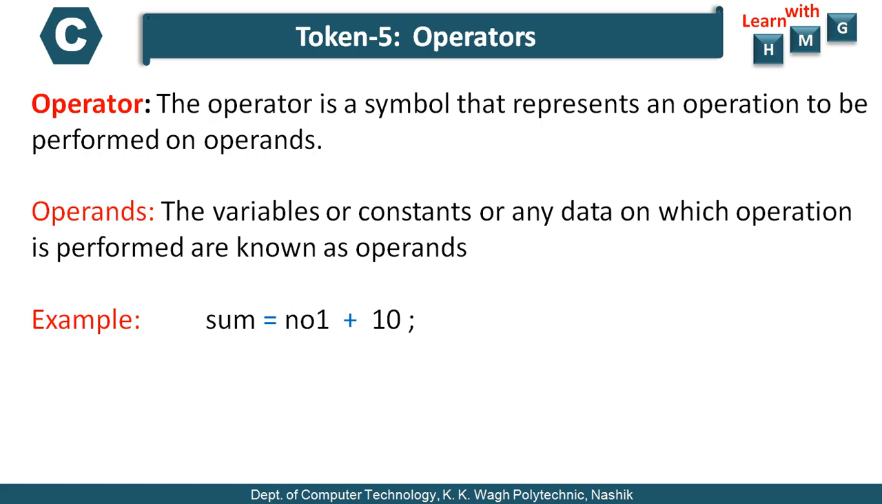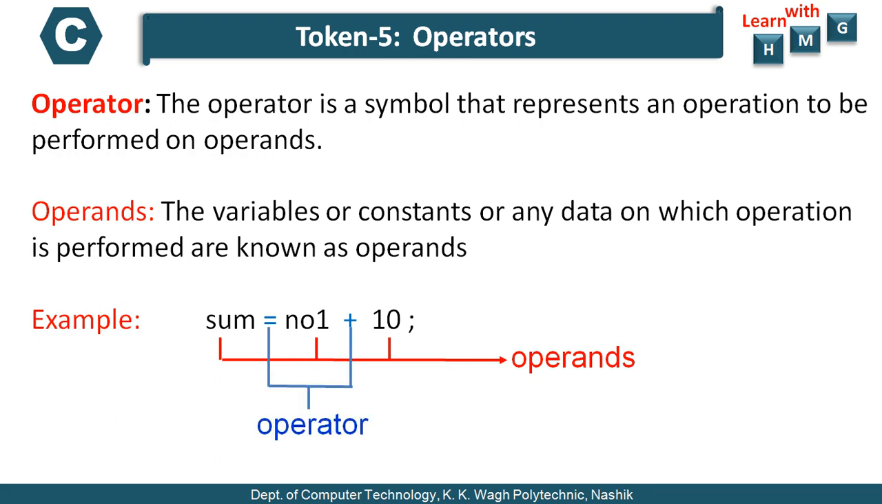So here, which are the operations and which are the operands, let us see. Here sum, NO1 and 10 are operands, because these three entities are participating in the operations. Sum is a variable, NO1 is a variable, and 10 is a constant, while these blue color symbols, equal to and plus, are the operators. They are performing the operations.